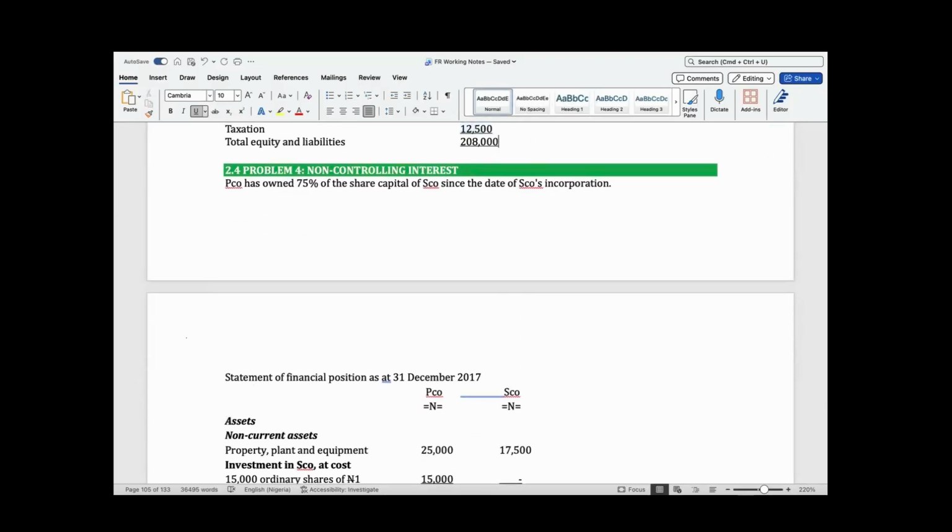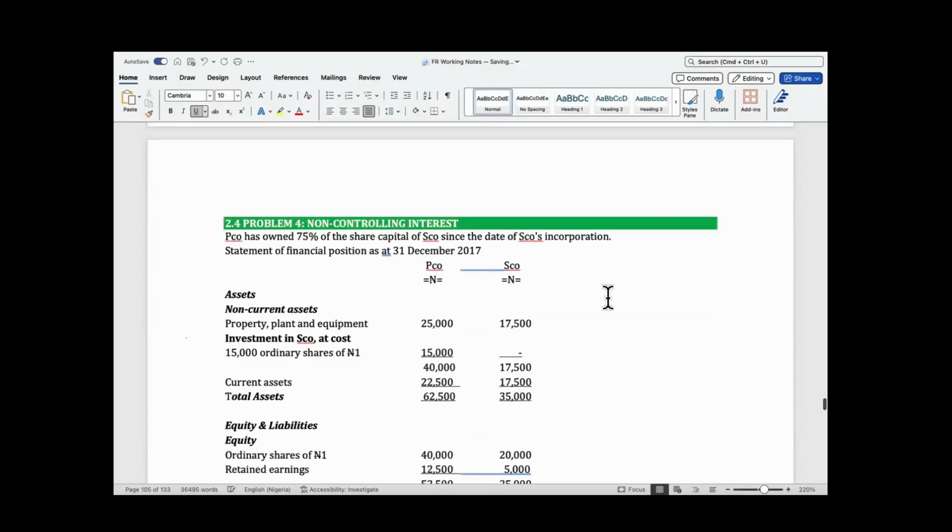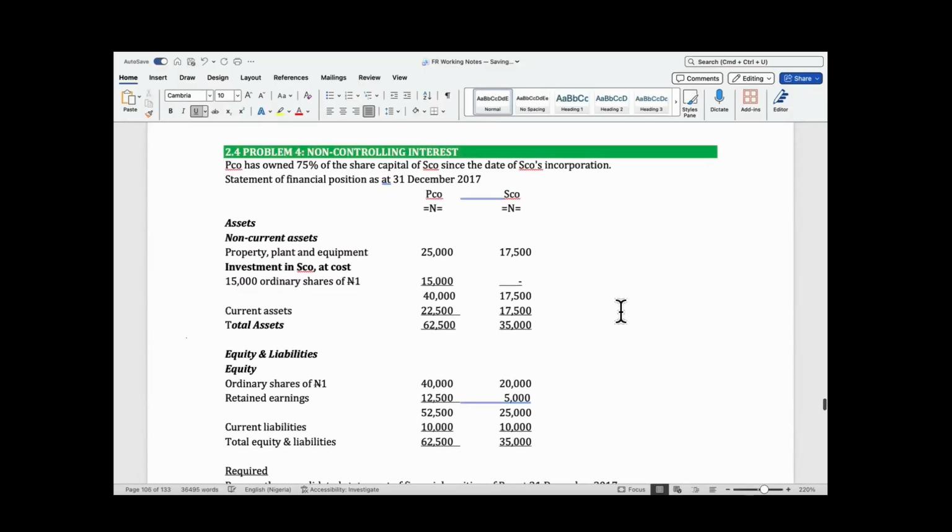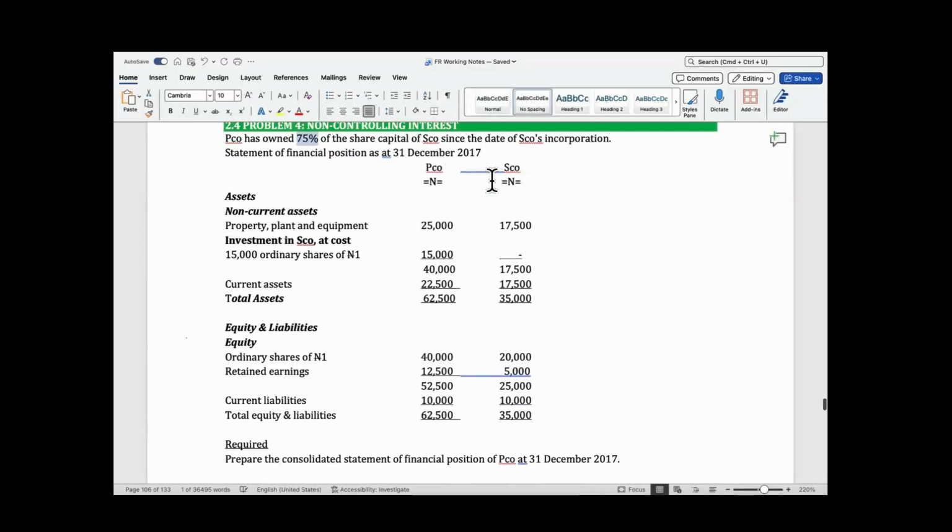Now, the next one is a little different. All the ones we have done, we saw that the parent bought 100%. He bought all the shares. But now we're seeing a scenario where the parent bought just 75% of ESCO's shares since ESCO's incorporation. So then you are required to consolidate. So how do we cancel out? What do we cancel out here?